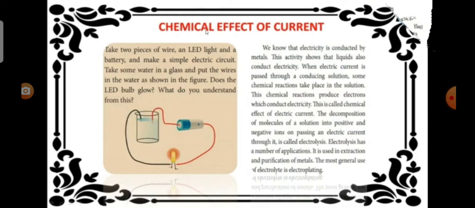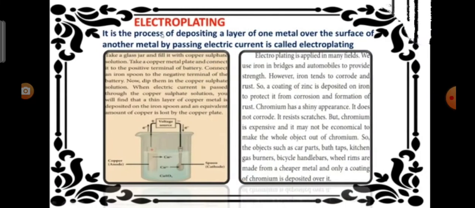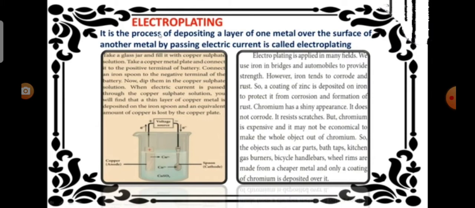The decomposition of molecules of a solution into positive and negative ions by causing an electric current through it is electrolysis. Electrolysis has a number of applications. It is used in extraction and purification of metals. Now we see about electroplating. What is electroplating? It is a process of depositing a layer of one metal over the surface of another metal by passing electric current. That is called electroplating.